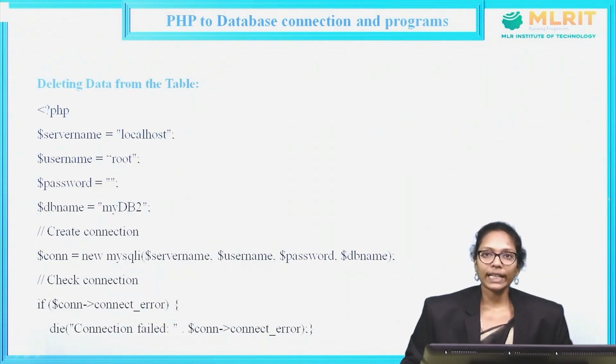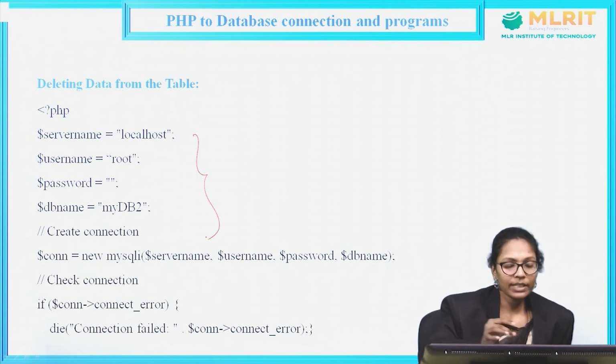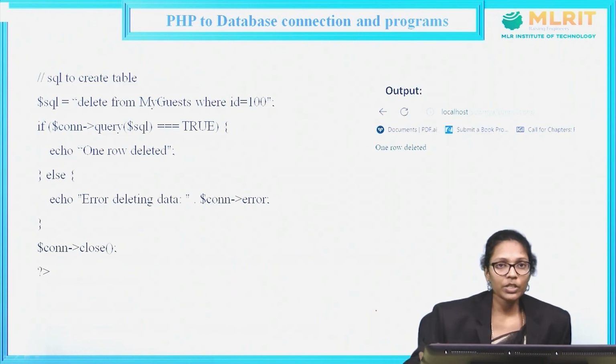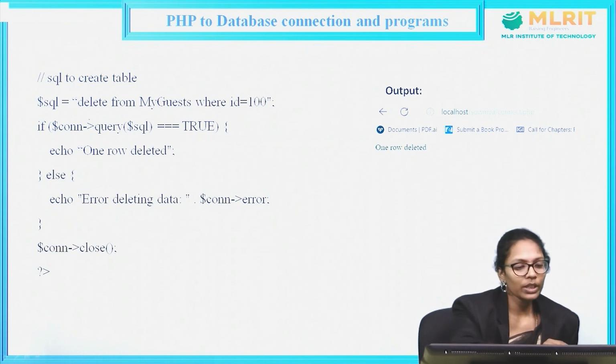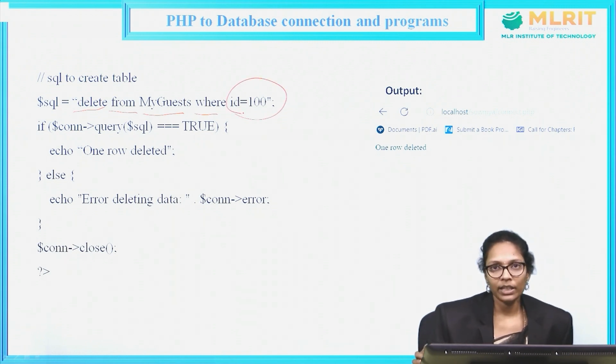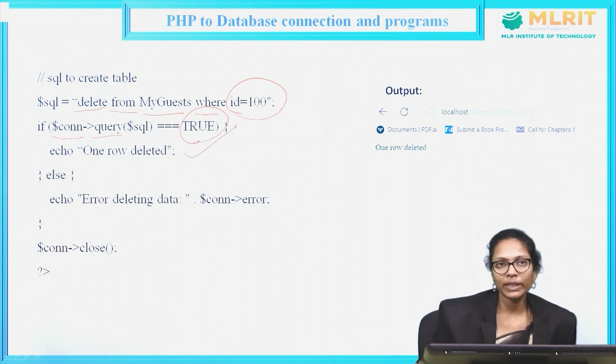So first of all, deleting the data from your table. Again the same content you need to give to connect to the database. Check the error connection. If there is no error, try to delete a particular row from your table. How to delete? Delete from table name where ID is equal to 100. With the ID equal to 100, one row is there, right? That particular row will be deleted. So I need to execute this query using the query method and the connection object. If it is returning true, then the row will be deleted successfully. Otherwise, some error is there in your query.